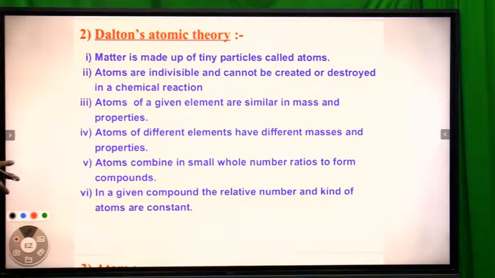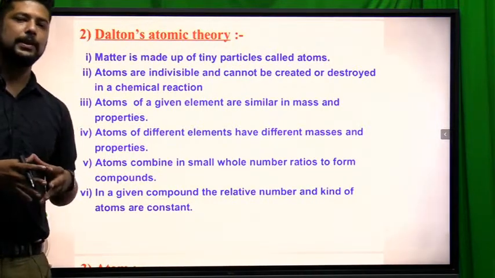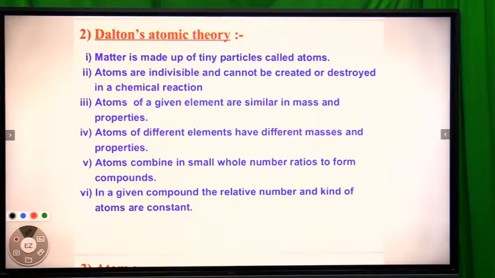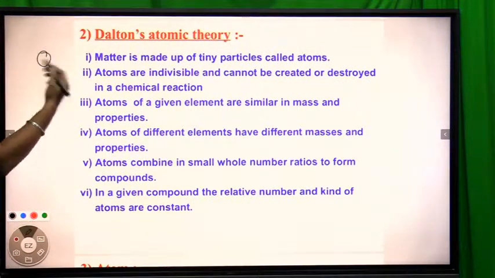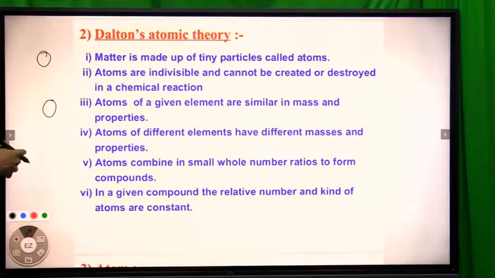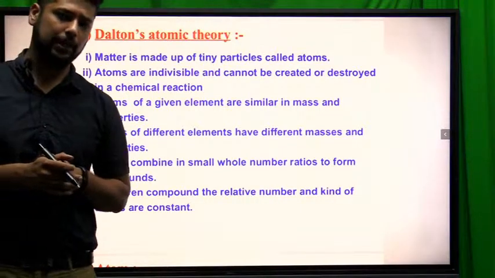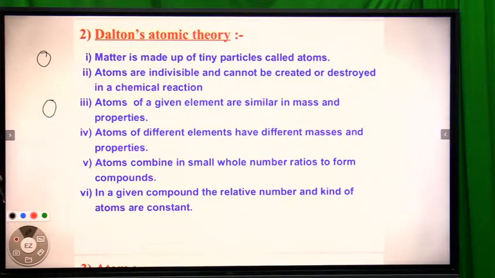Third is, atoms of a given element are similar in mass and properties. Suppose there is one atom of oxygen and another atom of oxygen, both have the same mass and the same properties. Next, atoms of different elements have different masses and different properties. Of course, if I am talking about oxygen and hydrogen, both have different masses and different properties.